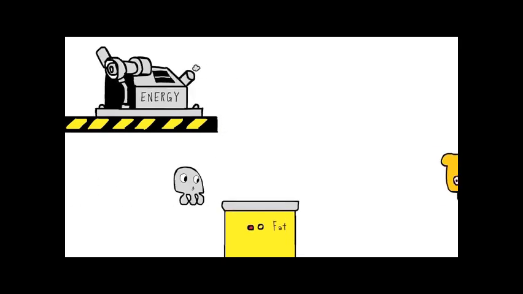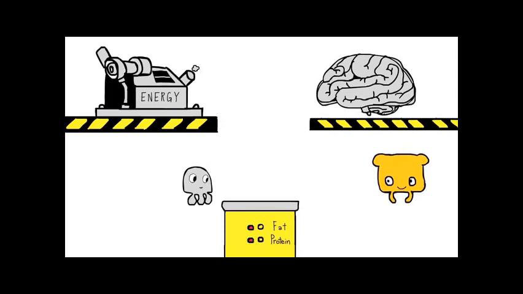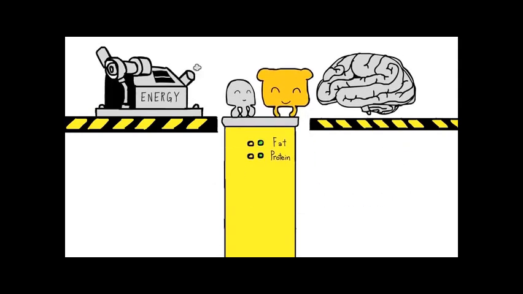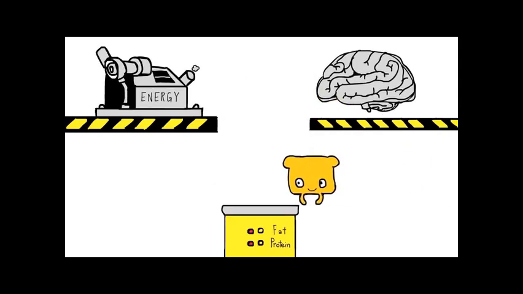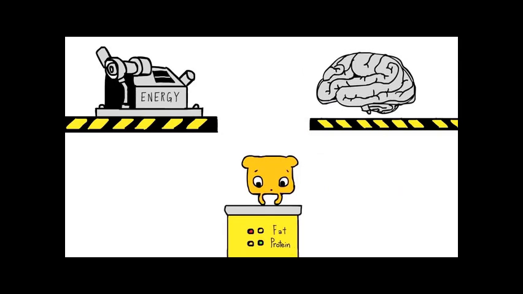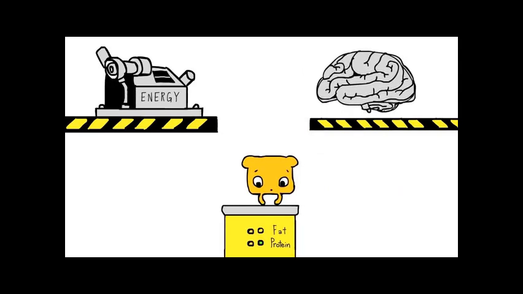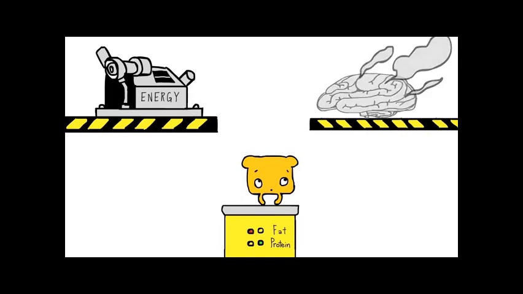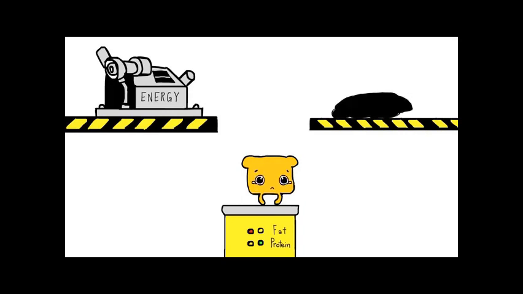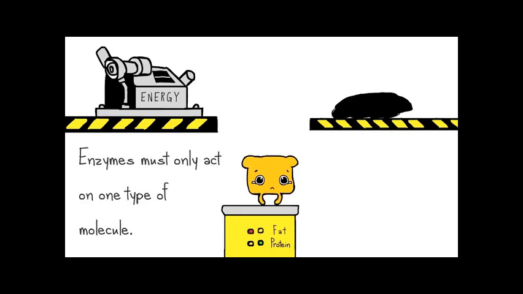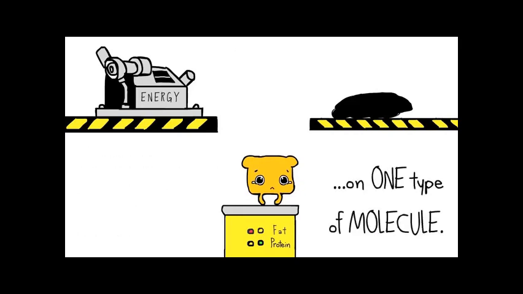Now imagine what would happen if lipase can also convert proteins into neurochemicals for the brain to function well. If you no longer need the extra energy from your storage of fats, lipase will be deactivated. But this means that lipase can no longer produce precious neurochemicals for your brain. In other words, when you stop burning fats, you end up damaging your brain. To prevent such freakish scenarios from happening in our body, enzymes must only act on one type of molecule.